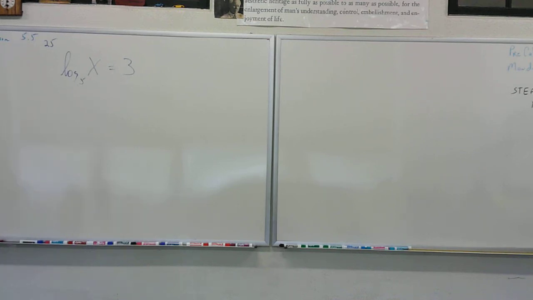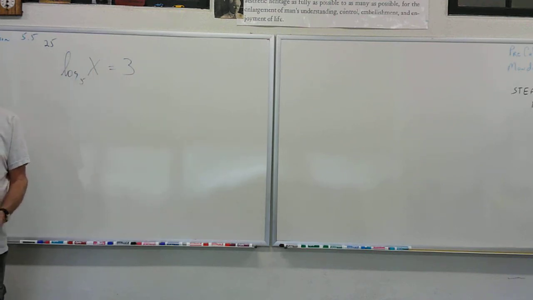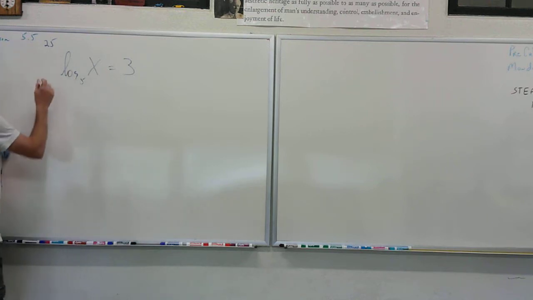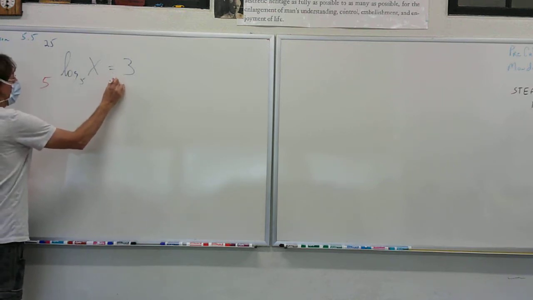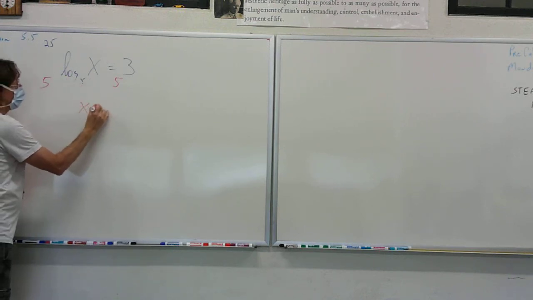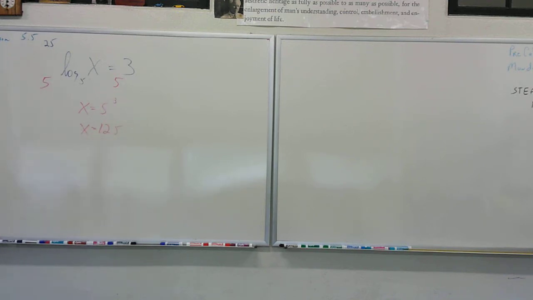Ladies and gentlemen, as long as you just have one log like this, or as long as you just have one log on each side, you use rule number 5. And what rule number 5 allows you to do is you put a 5 here and a 5 here. I'm using rule number 5. And that becomes x equals 5 to the third. x equals 125.